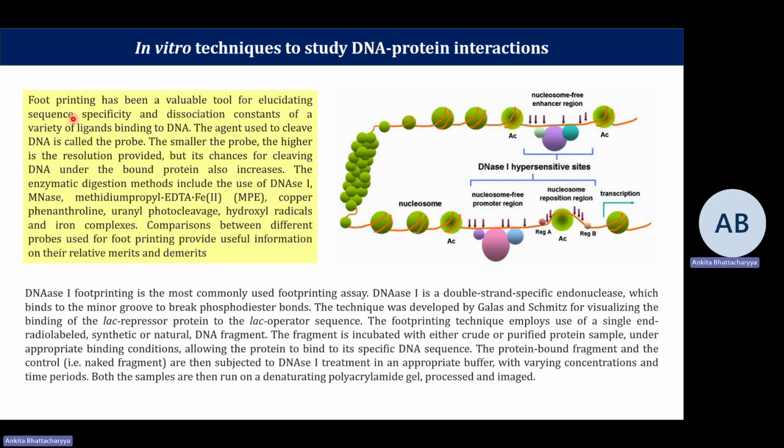The agent that is used to cleave DNA is called the probe. So the tinier the probe, the higher is the resolution provided. But the chance of cleaving DNA under the bound protein also keeps on increasing. The enzymatic digestion method includes use of DNase 1, MNase, methidium propyl EDTA iron, copper phenanthroline, uranyl photocleavage, hydroxyl radicals, and iron complexes. Comparison between different probes used provide useful information on their relative merits and demerits.